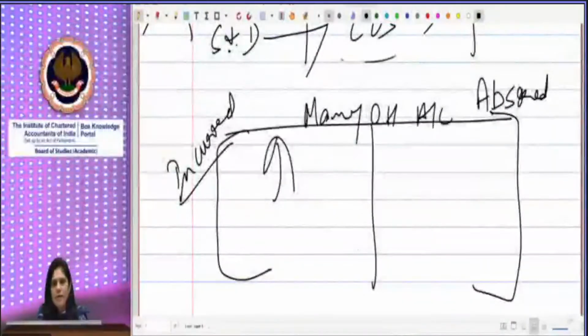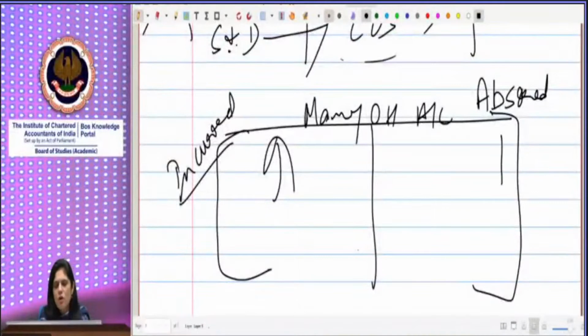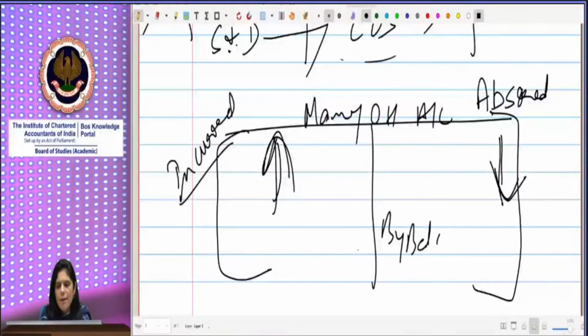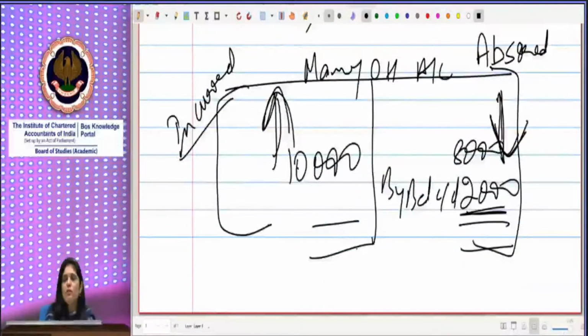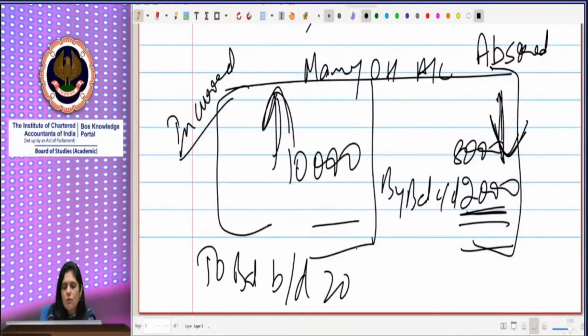If incurred is a higher amount, that means absorbed is less, so it is under absorption. How do we balance the ledger account? The side which has a greater total and the side which has a lesser total, we write it over here by balance CD. So if incurred is 10,000 and absorbed is 8,000, balance CD is 2,000. Both totals are 10,000. That means incurred is greater and absorbed is less, so it is a balance of under absorption. When we do the opening balance, it's a closing balance, so we will write to balance brought down 2,000.